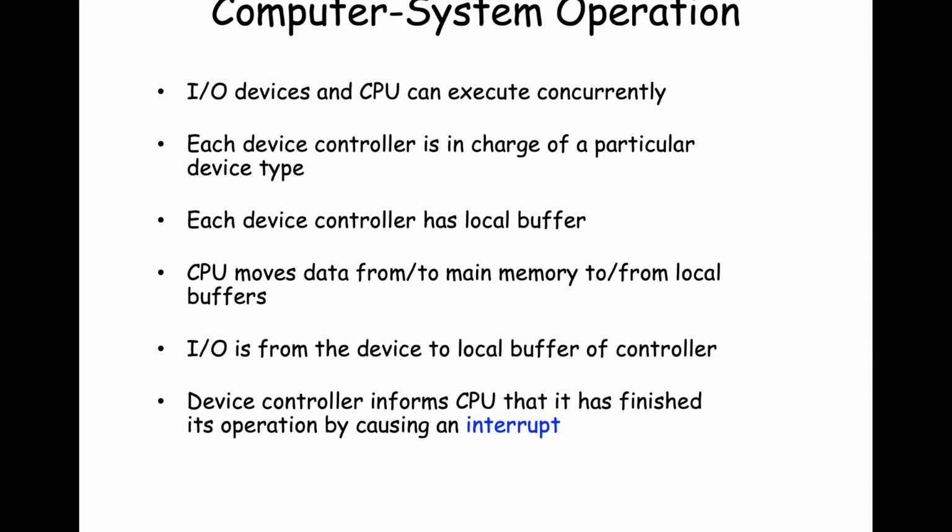And so I/O is from the device to a local buffer of the controller. It's that buffer that is the pool storage that contains that data. You never get the data directly from the underlying device itself. And so what happens then? When data is available in this buffer to be used by the CPU, or for the CPU to send it to the buffer, the device controller on the inbound side informs the CPU that it's finished some operation. And what is it called?